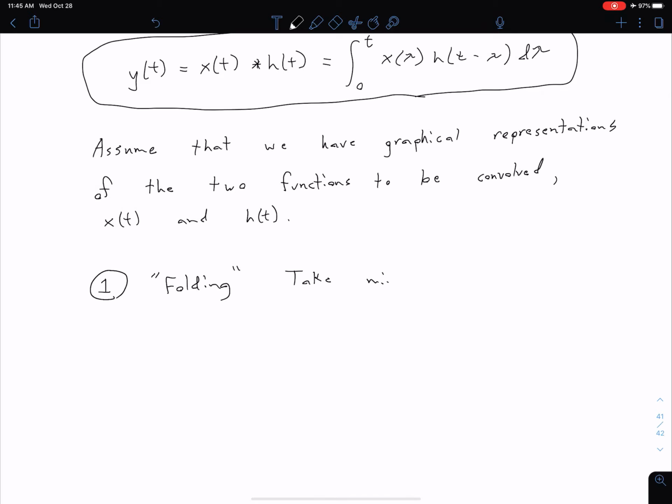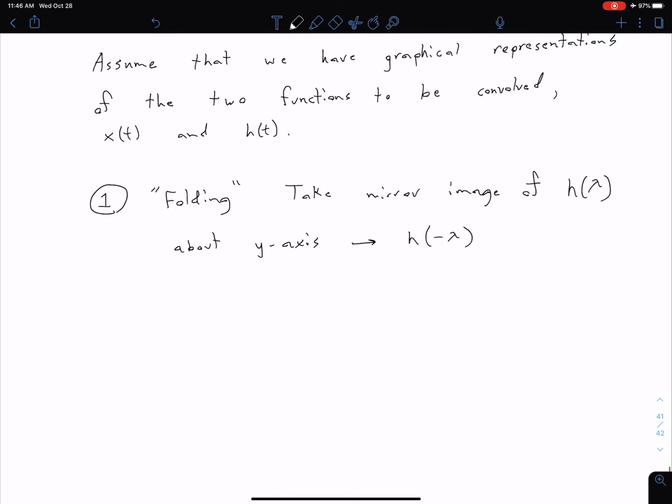Take the mirror image of h of lambda. Notice I've already put in this dummy variable instead of the t that we had up here, and all that is just switching the name of our independent axis. We're taking the mirror image of h of lambda about the y-axis, and what that gives us is h of negative lambda. So that's our folding step.